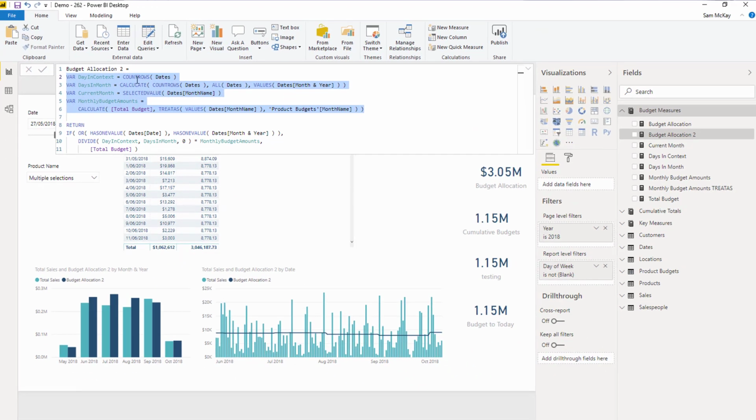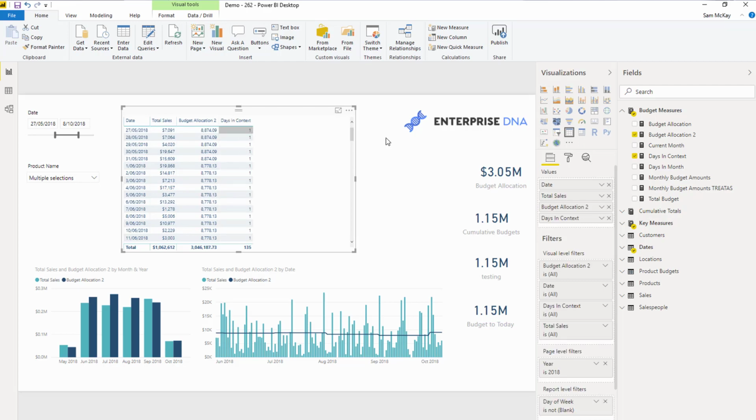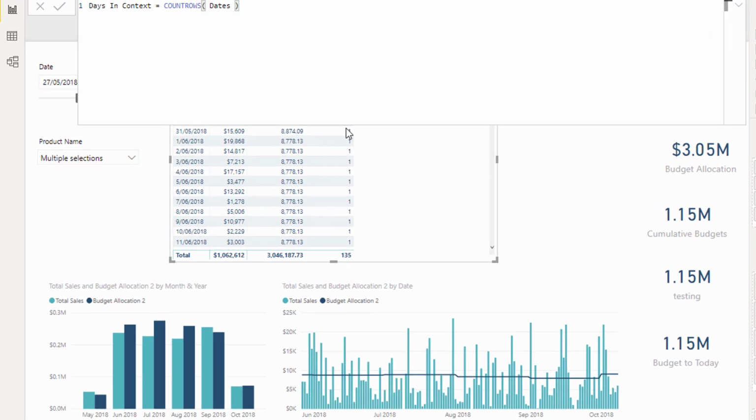So let's have a look at each individual part of this particular formula. First of all, we've got days in context. Basically, we're trying to count up how many days are in a particular context. This one's pretty easy because we have an evaluation context of every single day here. So if I go COUNTROWS of dates, it's just going to give me one day for every single row.